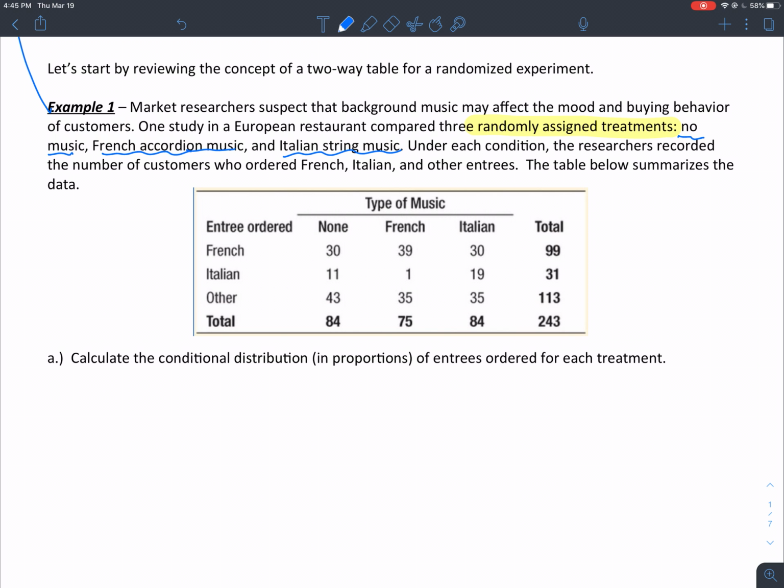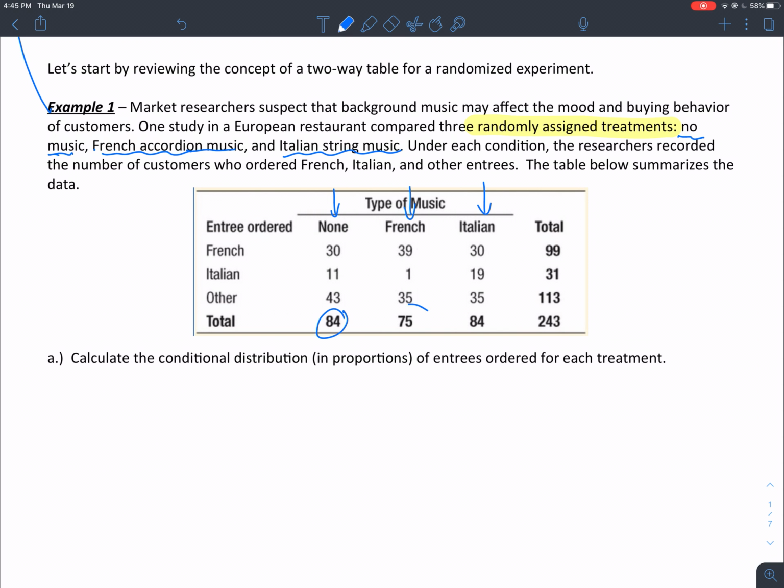Usually in class, when we're together, I look this up with the students and we listen to some of it. It's very interesting. I mean, Italian string music, you know very well. It's some of the great composers that we listen to. French accordion music is an entirely different beast, and you probably do know what an accordion is, but it sounds completely different. It's very interesting. And then no music. Okay, so dining in silence, that's the third treatment. All right, so here are the 3 treatments, and then 3 treatment groups.